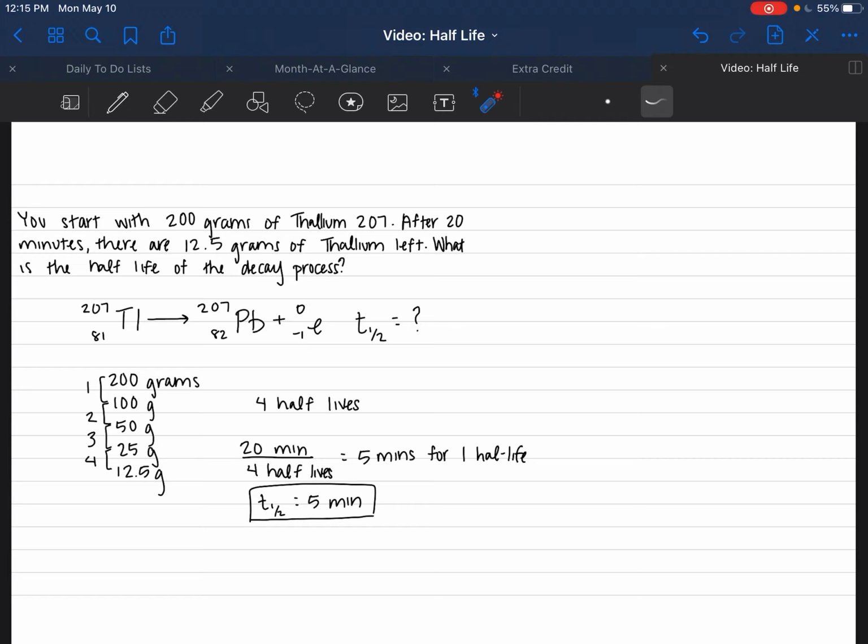So take a second, make sure you understand how to do these calculations, and you're going to do several very similar calculations on your own.